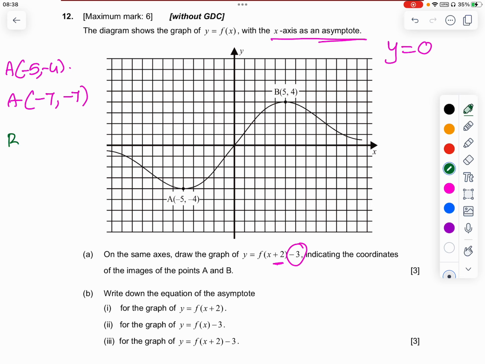For part B, this was A prime. B is nothing but how much? 5 comma 4. Now again, the x value changes by minus 2. 5 minus 2 is nothing but 3, and minus 4 minus 3 is 1. So B prime is 3 comma 1. So 3 comma 1 is 1 point, and minus 7 comma minus 7 is the other. Now approximately draw the same shape. That's going to be the graph.